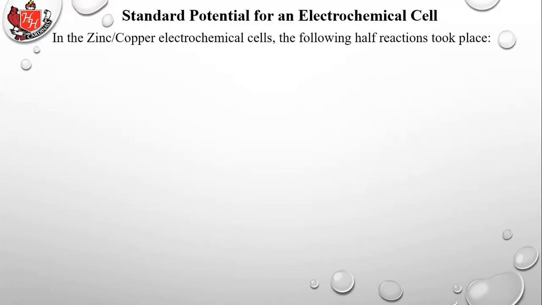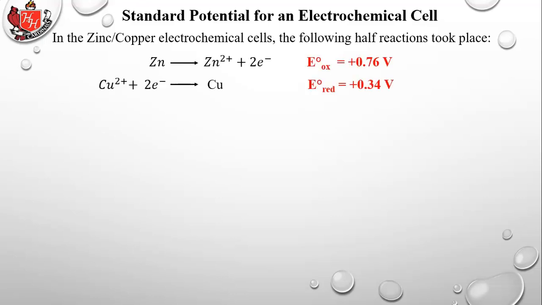Okay, in the zinc-copper electrochemical cells, the following half reactions took place. So there we had that one and that one. So we're familiar with that now, and that gives us the 1.10 volts.